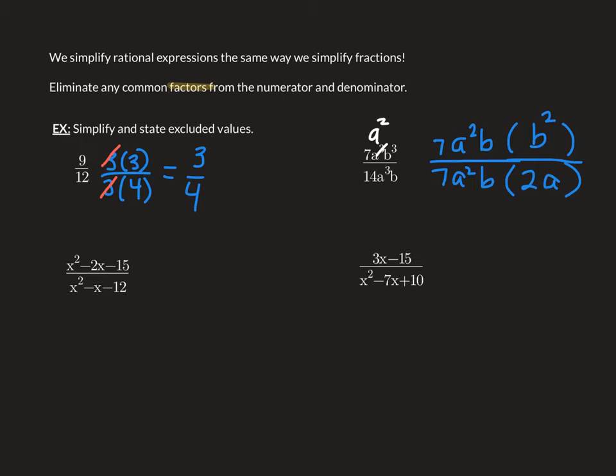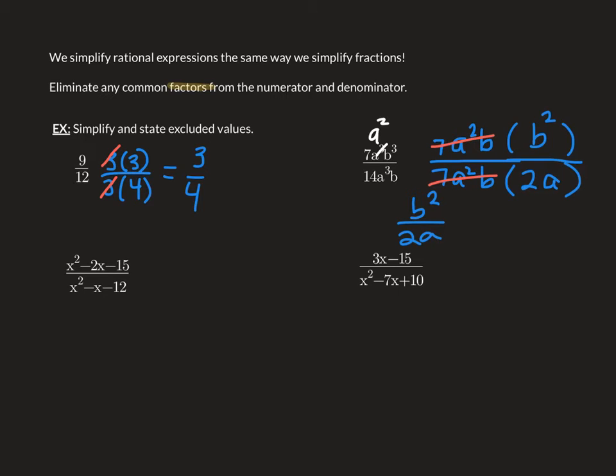Do you guys agree with that step? Or are you feeling good? Okay. Now, is there a common factor in the numerator and the denominator? Yeah, 7a squared b is just 1, just like 5 divided by 5 is 1. x divided by x is 1. 7a squared b over 7a squared b is just 1. So I can reduce that, and it leaves me with b squared over 2a.